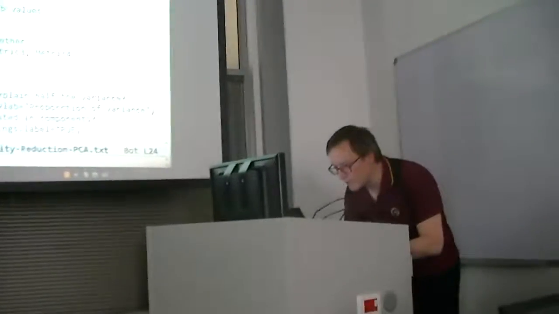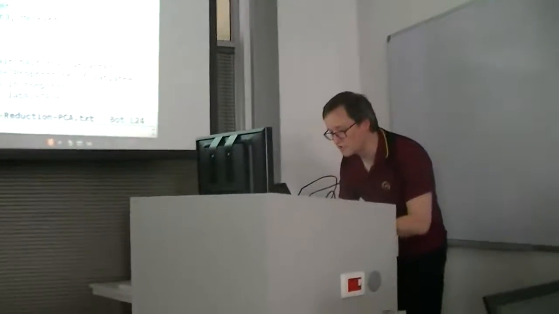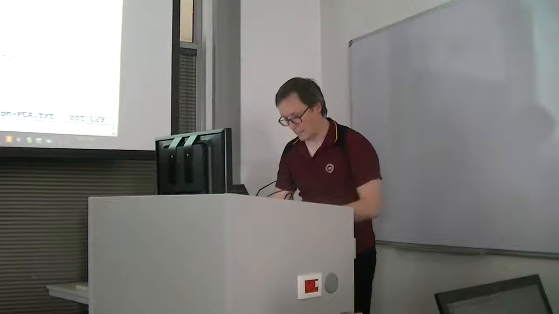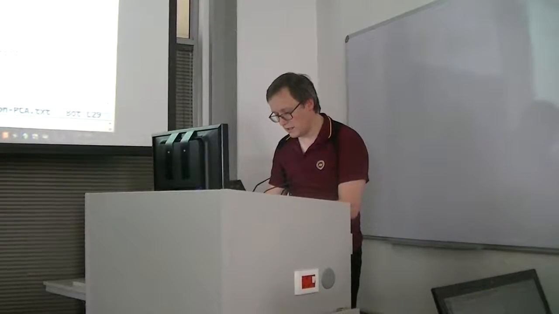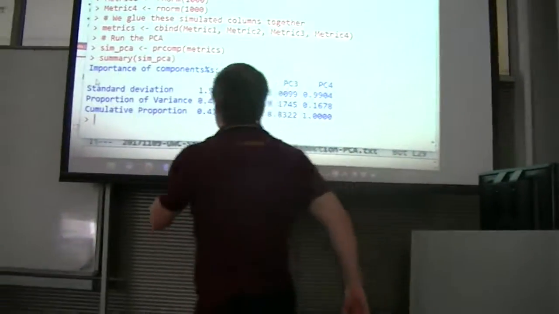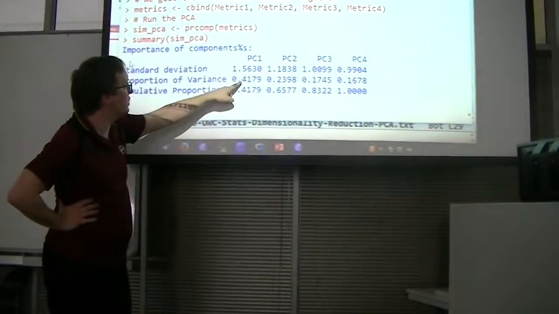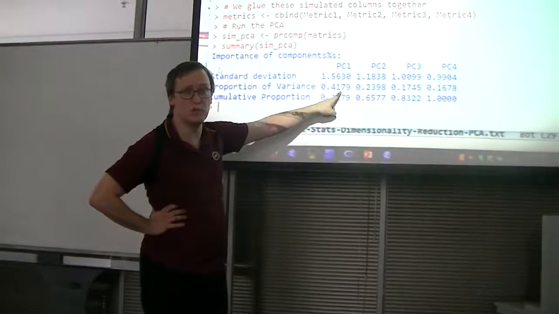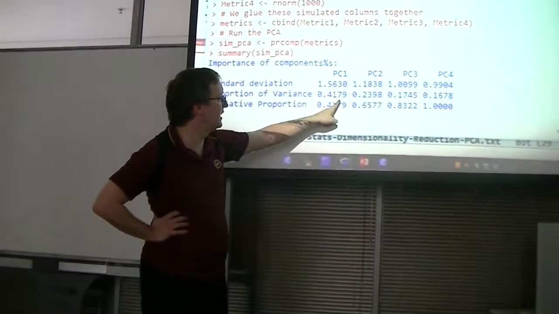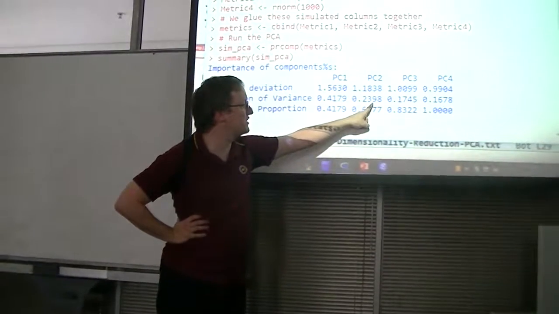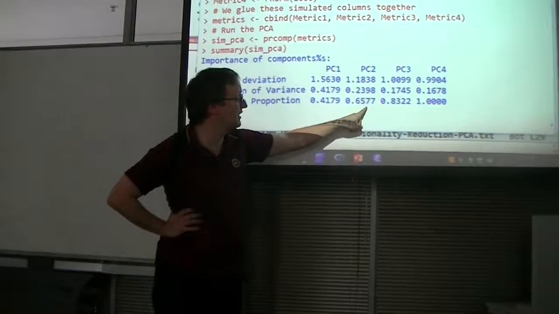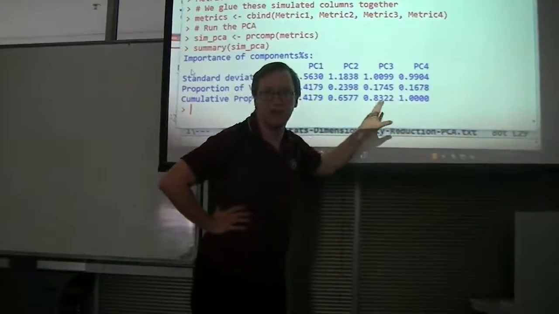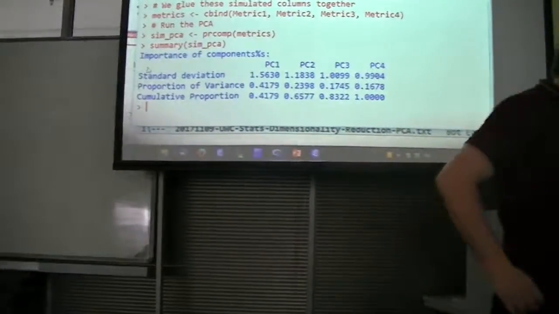So let us go ahead and run our simulation. These are random, so your results may differ slightly from what I've got. All right. So I'm going to do a summary of Sim PCA. All right. So, principal component analysis, principal component 1, is capable of explaining 42% of overall variability. The combination of principal components 1 and 2 accounts for 2/3 of the variability. So we're seeing a bigger drop-off on 3 and 4 behind that.